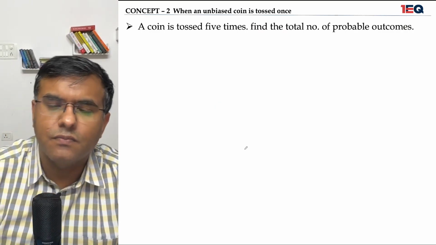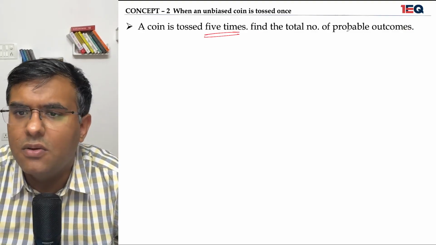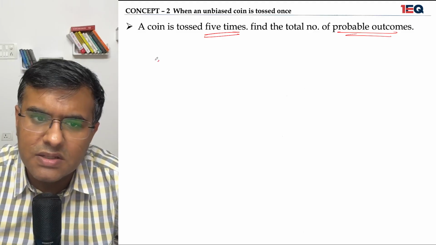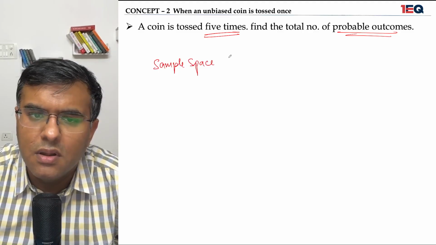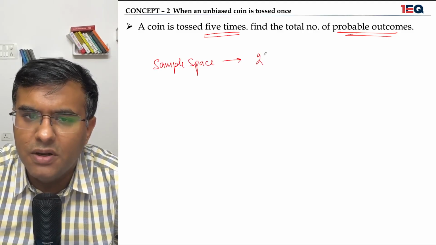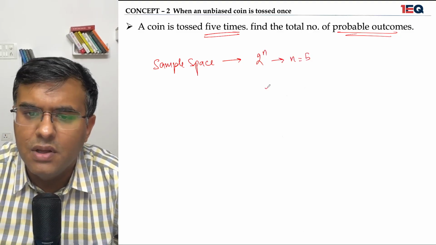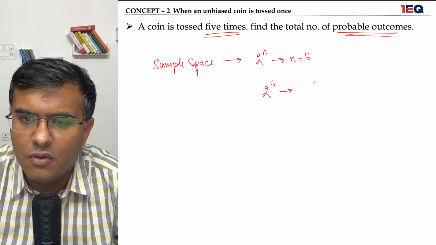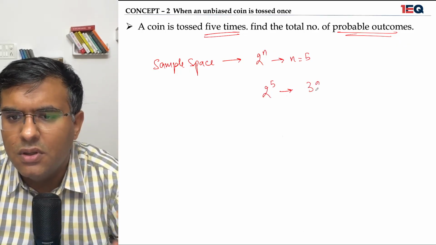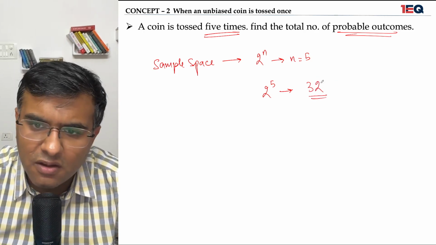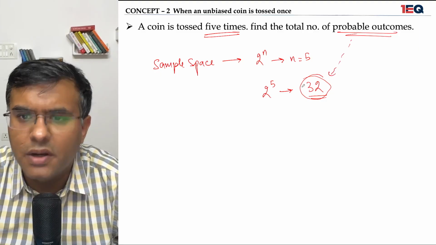Moving on, the question says a coin is tossed 5 times. Find the total number of probable outcomes. So it is asking us to create the sample space. As we already know the formula, it would be 2 raised to the power n, and here n would be equal to 5. So 2 raised to the power 5 would be 2 to the 4, 4 to the 8, 8 to the 16, 16 to the 32. So 32 would be my final answer. Total number of probable outcomes would be 32.